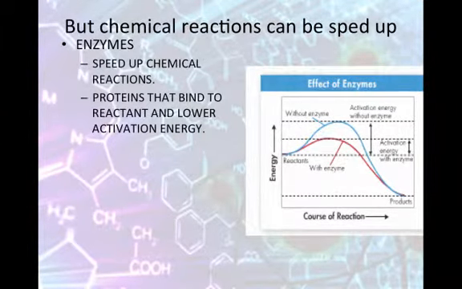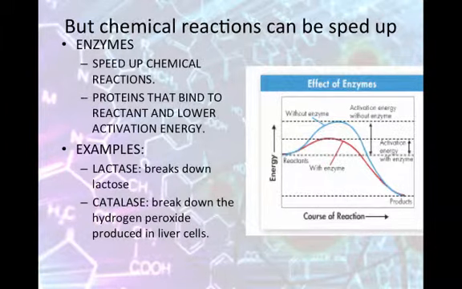Enzymes speed up chemical reactions. They are made of proteins. They lower the activation energy that is required for a reaction to occur. For example, lactase is an enzyme that speeds up the breakdown of lactose, and catalase is an enzyme that breaks down hydrogen peroxide in cells.